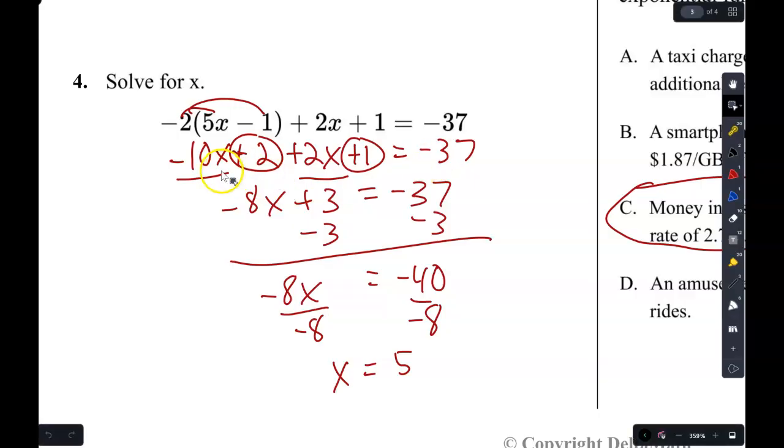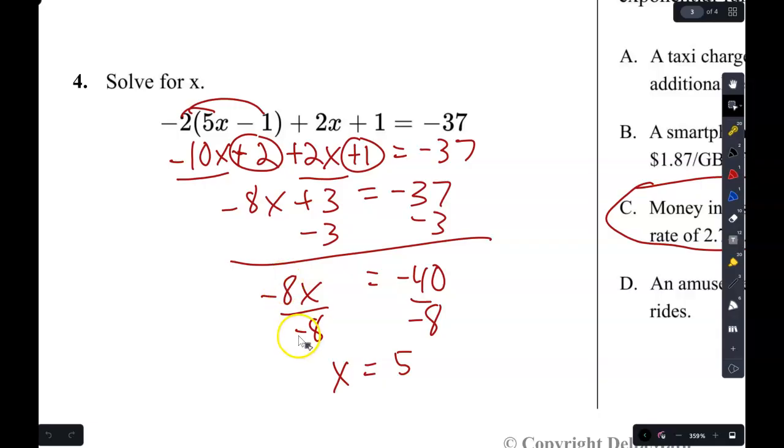Okay, now we're going to combine like terms. Negative 10x plus 2x is negative 8x. 2 plus 1 is 3. Do the opposite of add 3, subtract 3 on both sides. Same sign, find the sum. 37 plus 3 is 40. Negative and negative is negative.